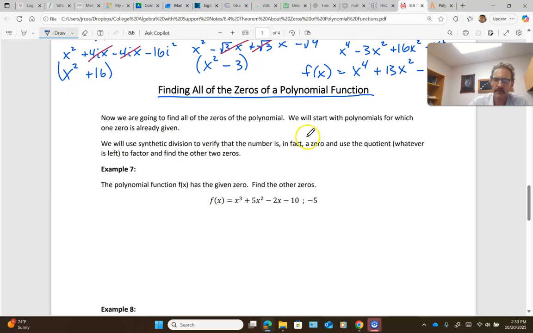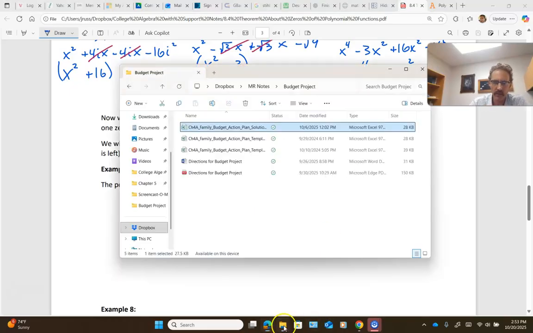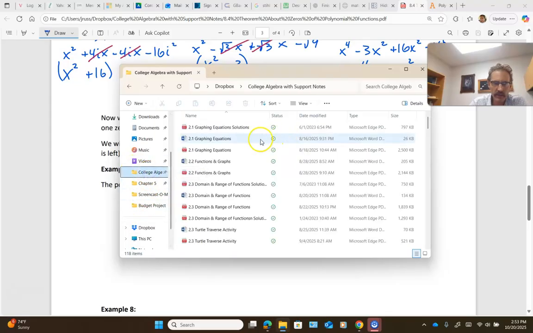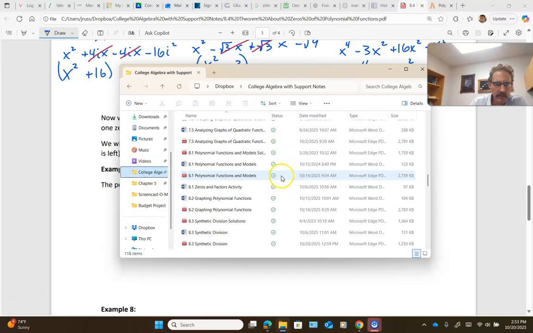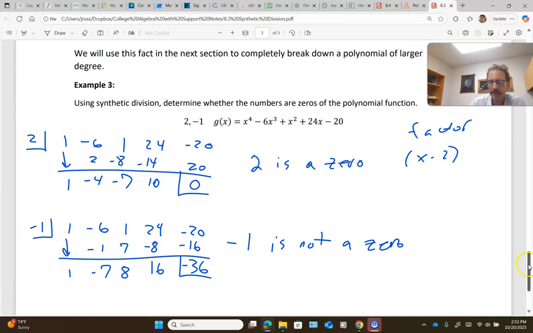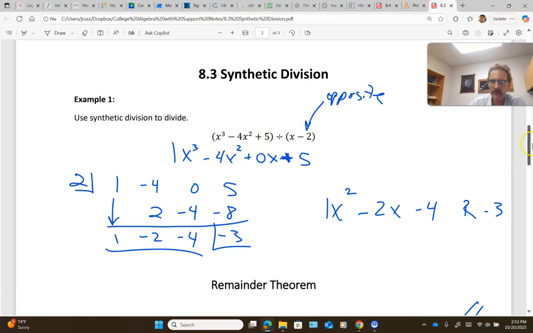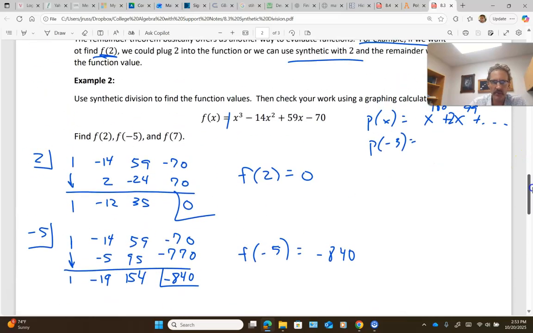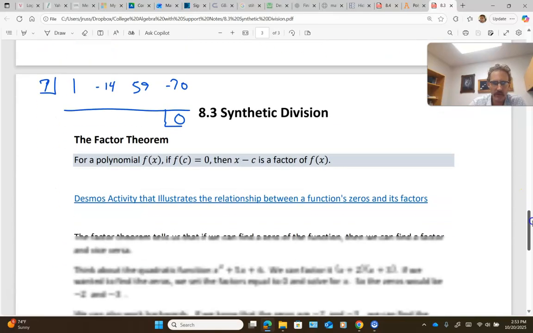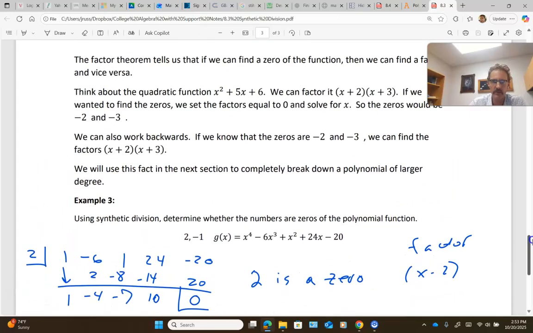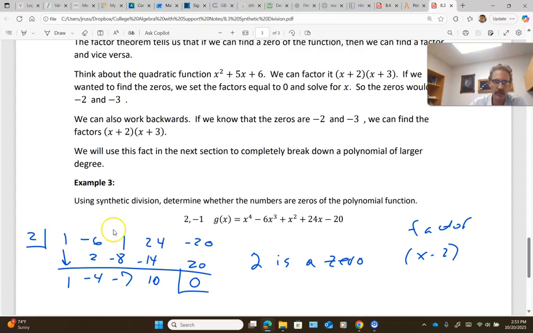Well, let me remind you of something. Whenever we did synthetic division, you know, I don't have 8.3 pulled up. Let me get it real quick. I was showing my other class this today. Oops. Notice, wait a minute. Oh, this one right here. No, this one. Yeah. Yeah, because I remember you even asked my class.